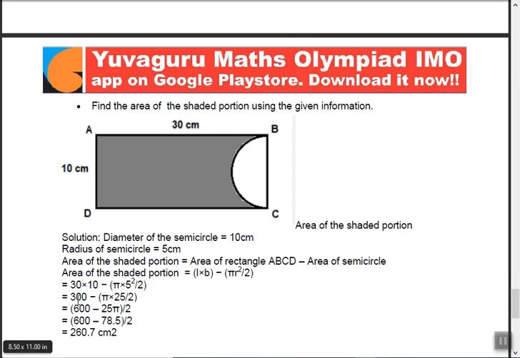So 600 minus 25 pi, the whole upon 2. You solve this. Bring the LCM of the denominators. The denominator over here is 1, here it is 2. So bring it 2. So 25 pi. Pi is 3.142. So 25 into 3.142 becomes 78.5 roughly. So it becomes 600 minus 78.5, upon 2. That's equal to 260.7 cm square. That is the area of the shaded portion that is required.